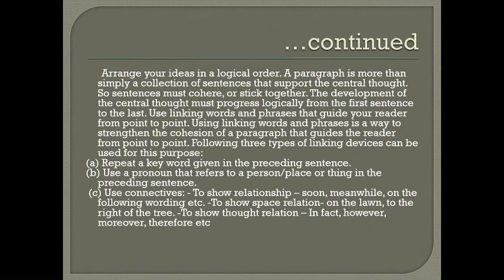Use linking words and phrases that guide your reader from point to point. Using linking words and phrases is a way to strengthen the cohesion of a paragraph and guide the reader from point to point. The following three types of linking devices can be used for this purpose. Repeat a keyword given in the preceding sentence. Use a pronoun that refers to a person, place, or thing in the preceding sentence. Use connectives to show relationships.